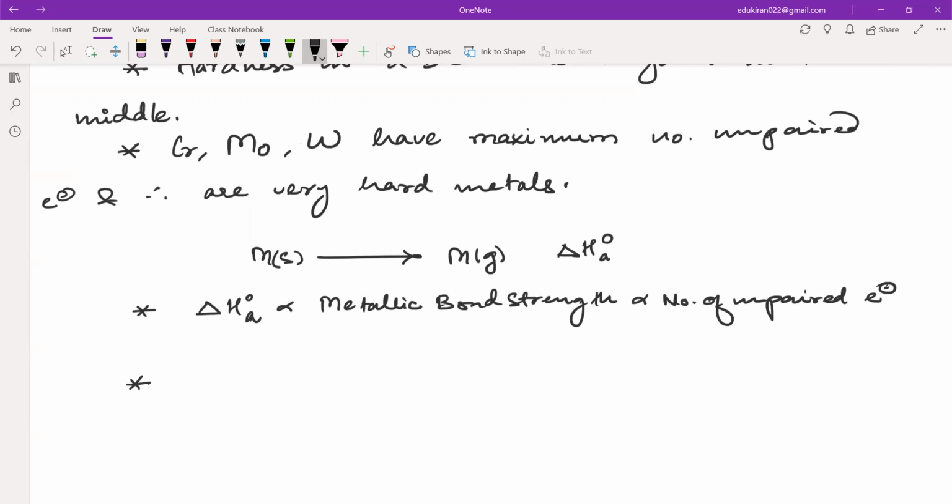You can also say chromium has the highest delta H naught A, the enthalpy of atomization.